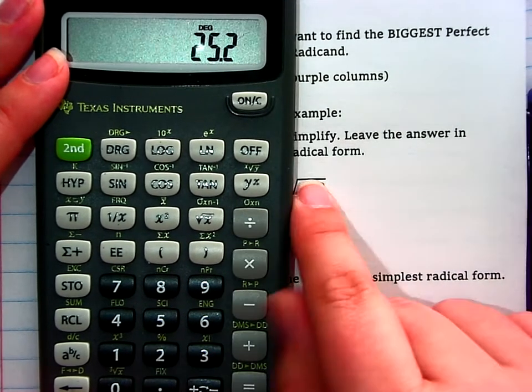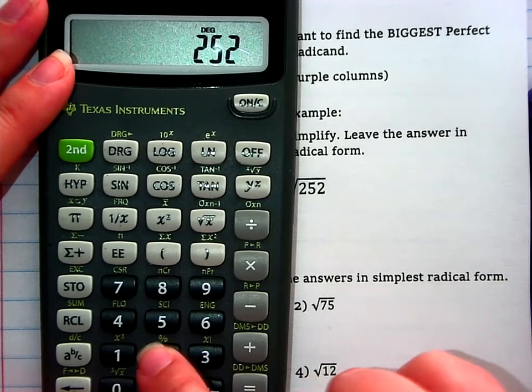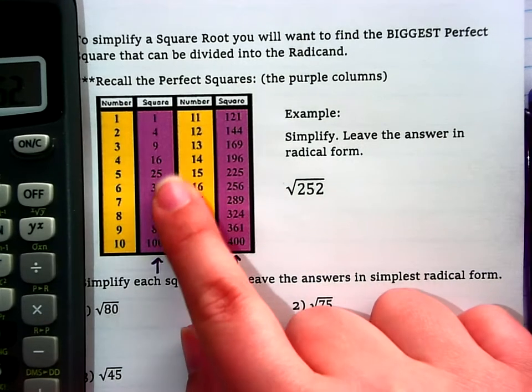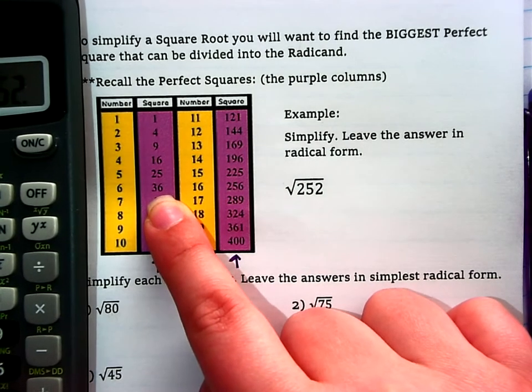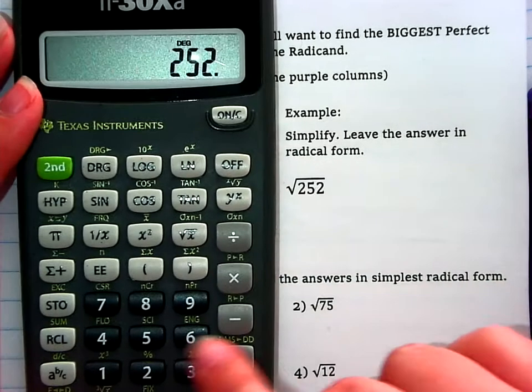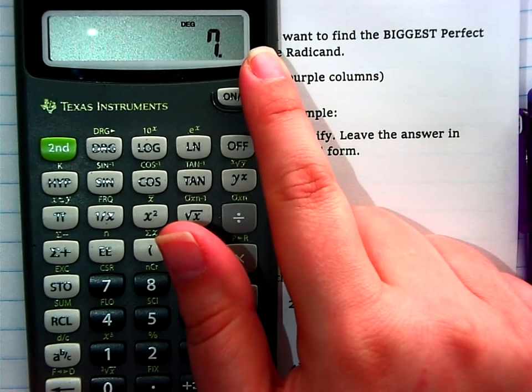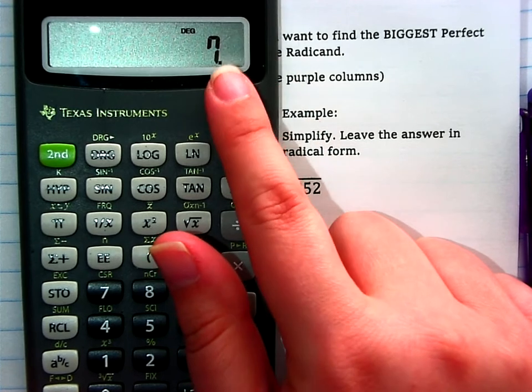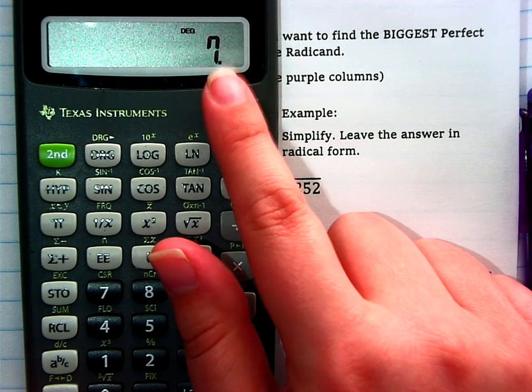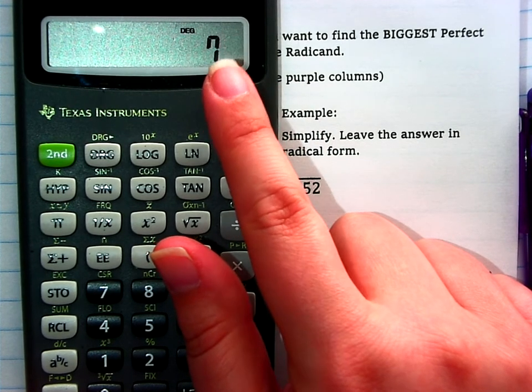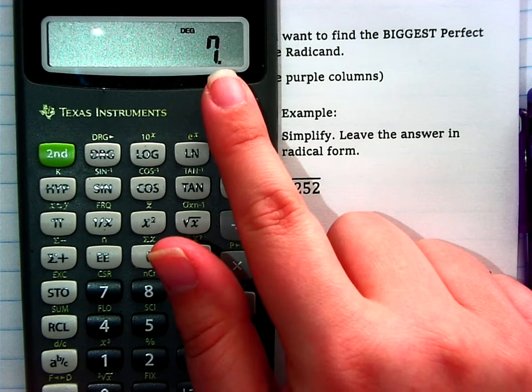Let's divide 252. We did 25. Let's try 36. Okay, that gives us 7. None of the other perfect squares can be divided into 7. 7 is not divisible by 4 or 9. So this one works.